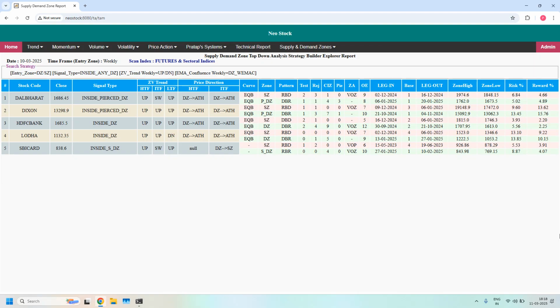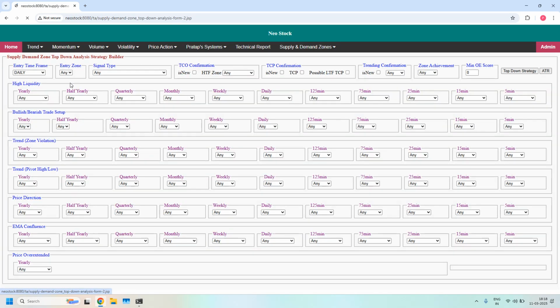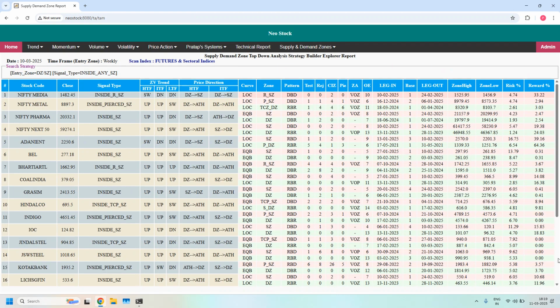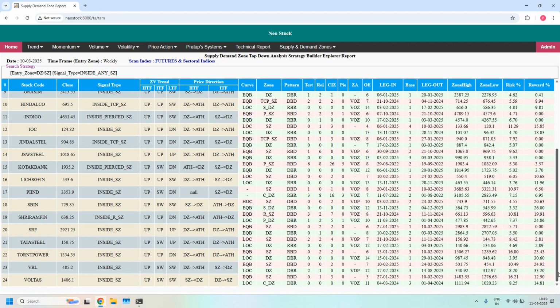Okay, next, weekly time frame. Price closed inside the weekly supply zone. First 16 stocks in the list. I'm scrolling the list down. So total 24 stocks are filtered. Price closed inside the weekly supply zone.